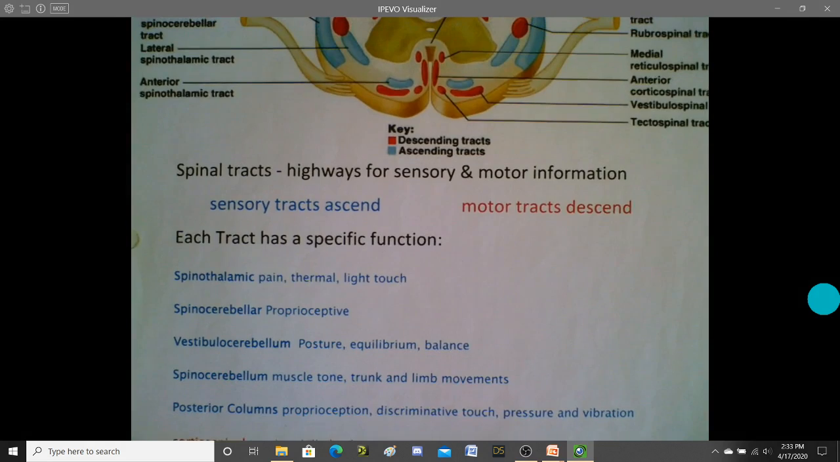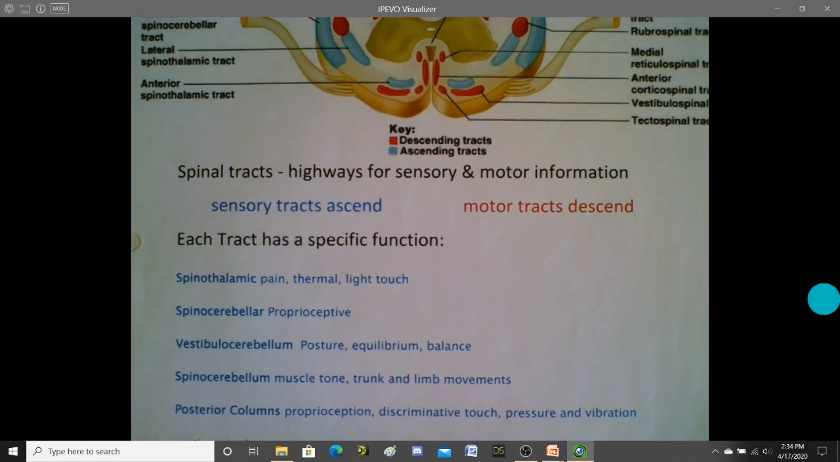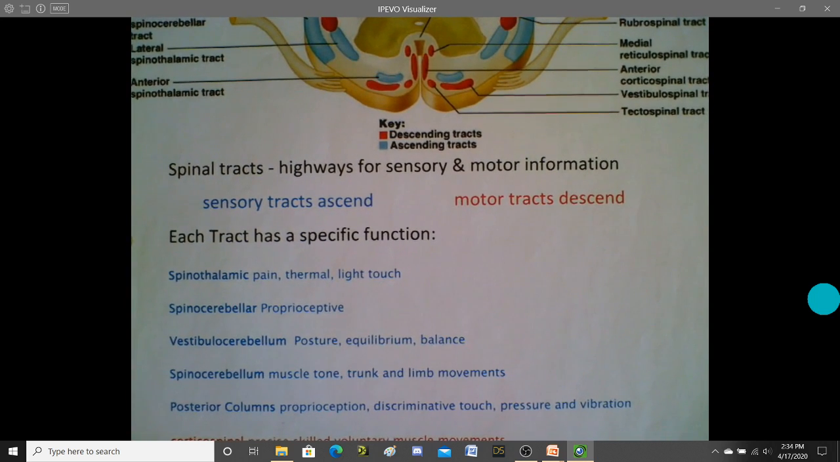So the spinothalamic tract is going to move information to our brain regarding pain, regarding temperature, and light touch, like something is lightly touching you. Imagine a bug is crawling on your skin and you feel it. That would be light touch. So these nerve impulses are going to move through the spinothalamic tract if we are experiencing pain, temperature changes, and light touch.